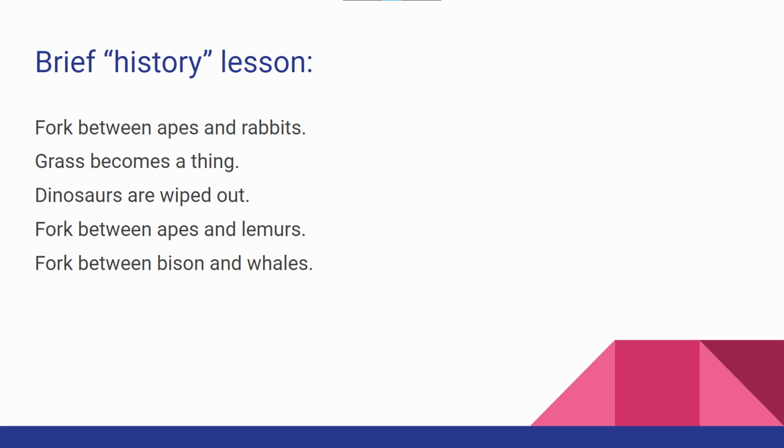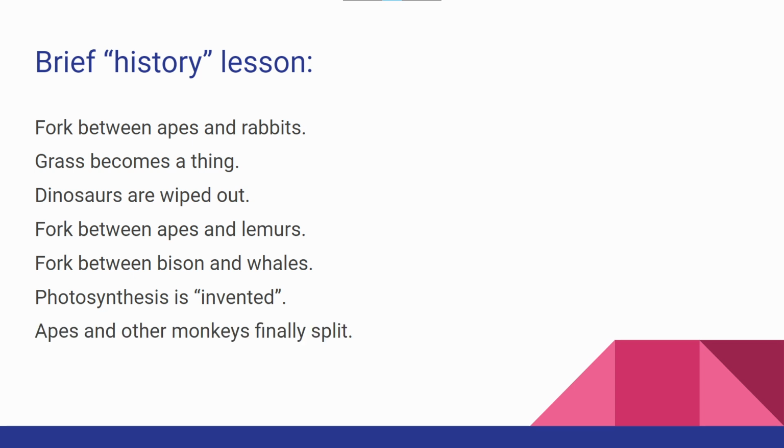Don't ask me how. Photosynthesis was invented, and that should earn the Nobel Peace Prize, because how do you just invent food production? We're not going to get into that. Apes and monkeys finally split from each other, and then humans and apes finally split off from that. There's a lot of macroevolution that has happened, allegedly, in the last 78 million years. Hundreds of thousands of macroevolutionary changes.